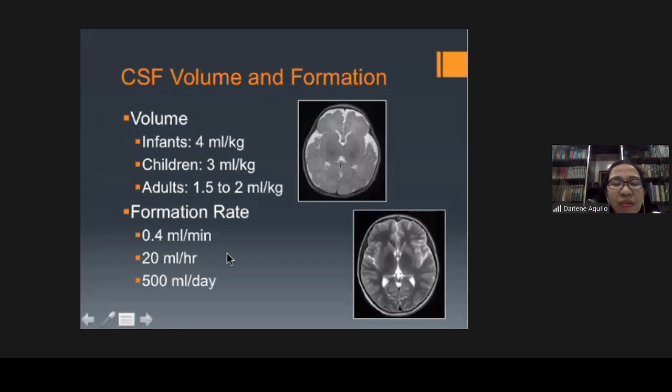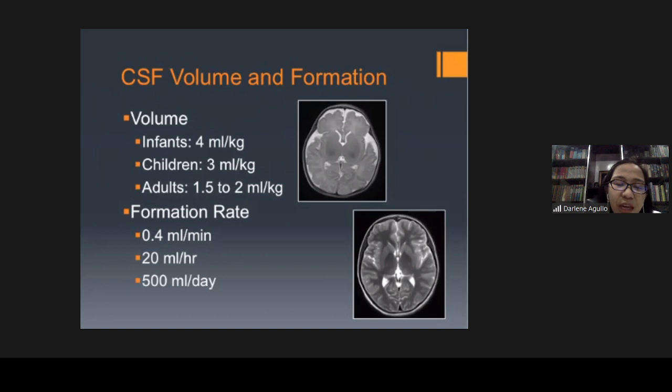And the formation rate is as follows. It's 0.4 ml per minute. Per minute yan ha, so medyo madami. Or 20 ml per hour or 500 ml per day. So we produce about half a liter of CSF per day. Imaginein mo kung hindi yan ma-absorb due to a block in its drainage.